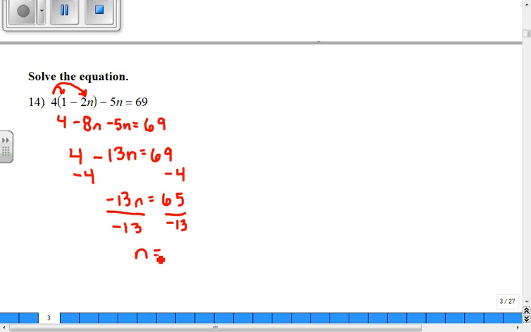So now I have to determine how many times 13 goes into 65. I know that a positive divided by a negative is a negative. And then I know that 13 goes into 65 5 times. 5 times 10 is 50. 5 times 3 is 15. 50 plus 15 is 65. So n equals negative 5.